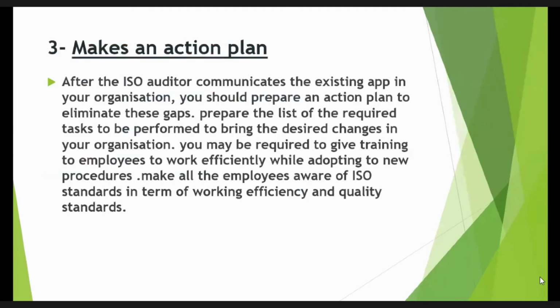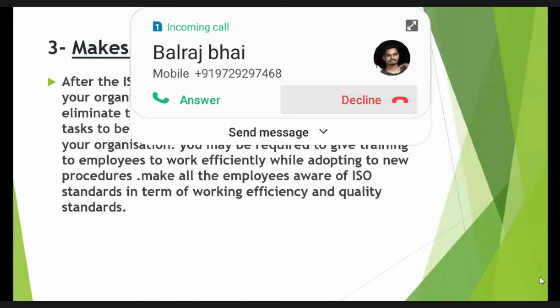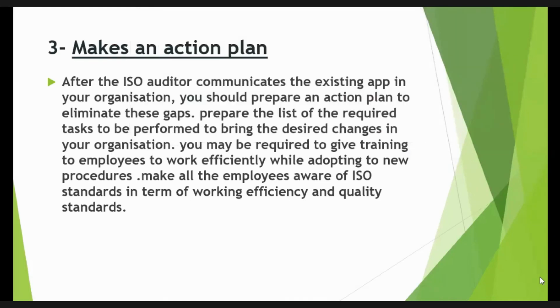Third step is to make an action plan. After the ISO auditor communicates the existing gaps in your organization, you should prepare an action plan to eliminate these gaps. Prepare the list of the required tasks. You may be required to give training to employees to work efficiently while adopting the new procedure. Make all the employees aware of ISO standards in terms of working efficiency and quality standards.